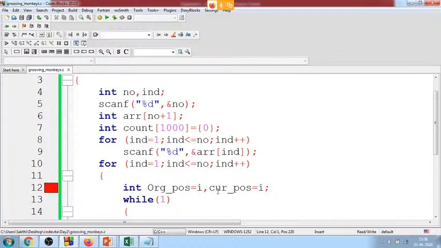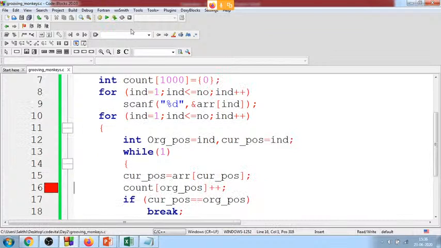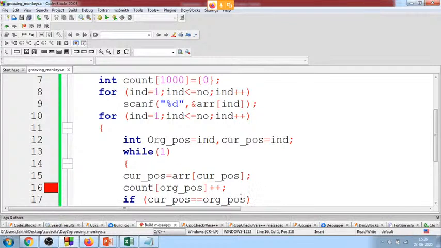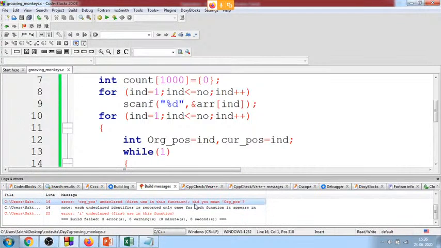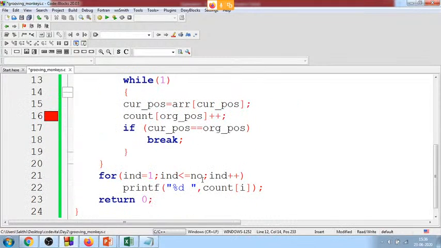It is showing an error. What happens? Here we didn't give i, we gave ind, right? So let us update this one. Count. What happens? We'll check it. Just a minute. Original position. There is a problem with uppercase and lowercase. Nothing else. Okay, fine.